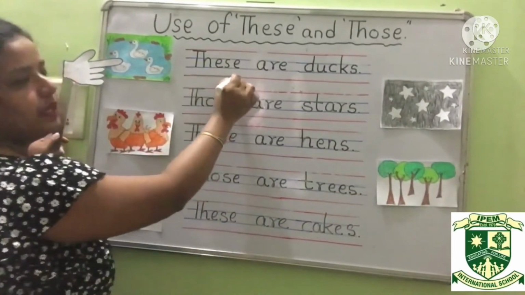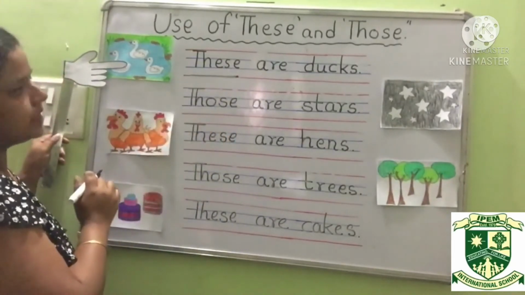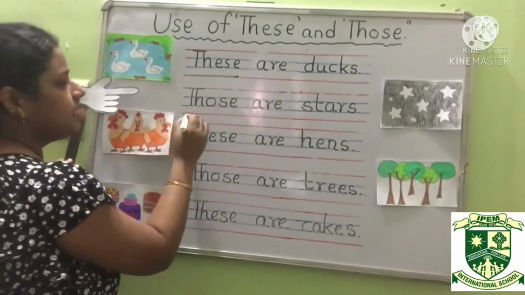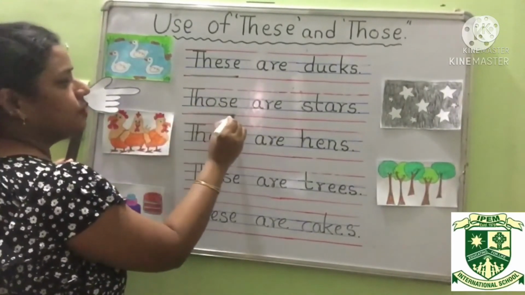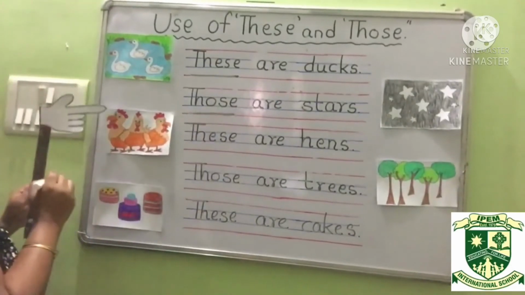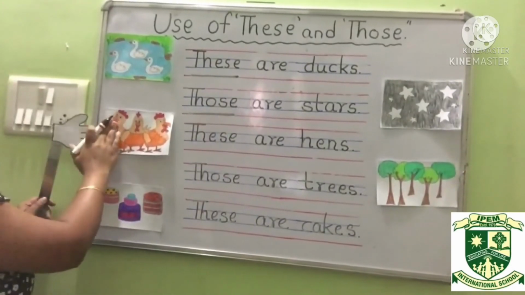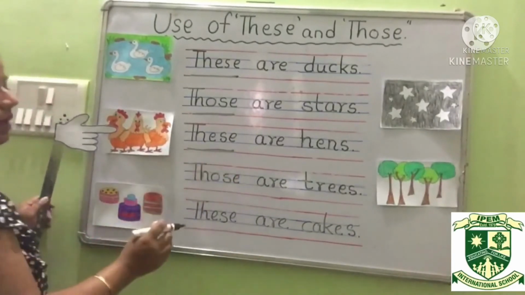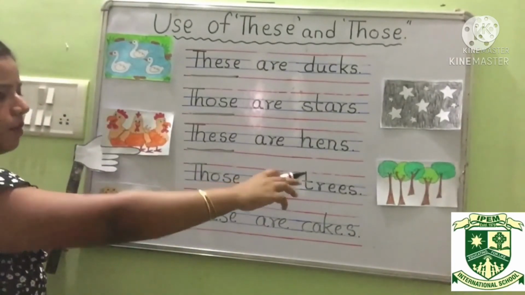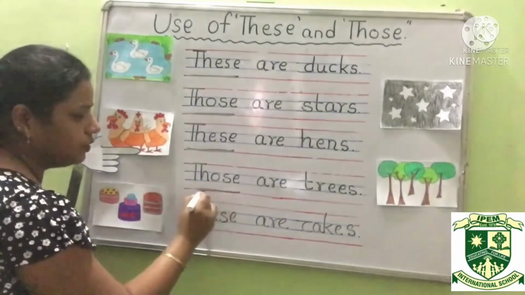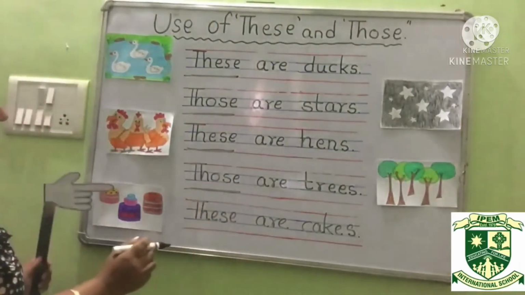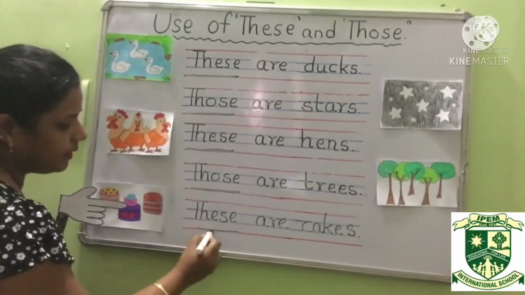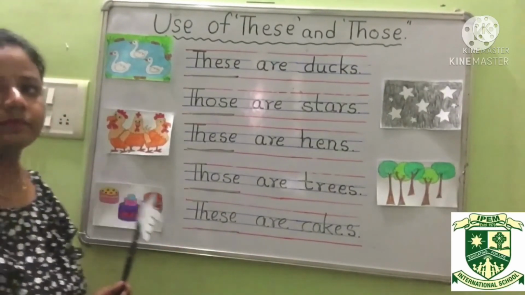These are ducks. What are we using? We are using these. In the next picture, the stars are far away from us, so we'll use those. Next picture, these hens are close to us, we'll use these. The trees are far away from us, we'll use those. Again, these cakes are near us, so we'll use these.